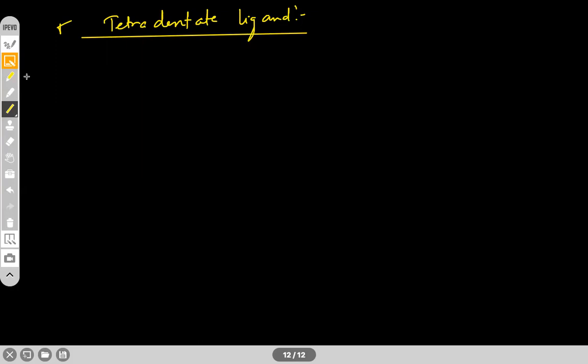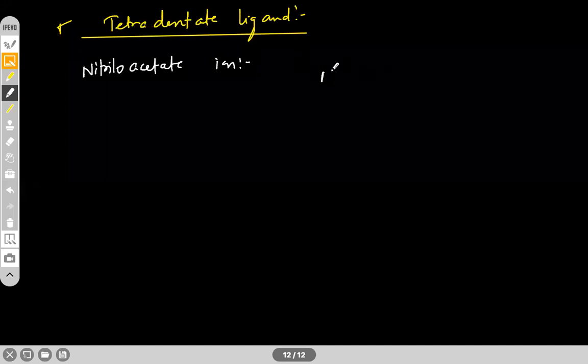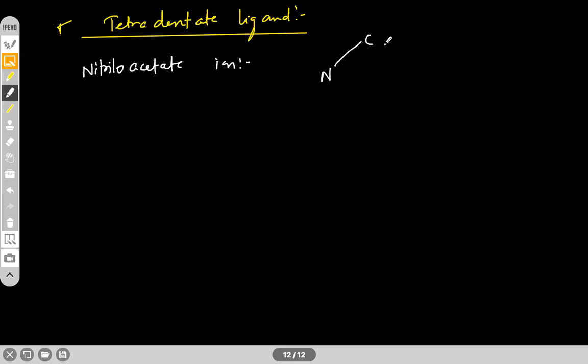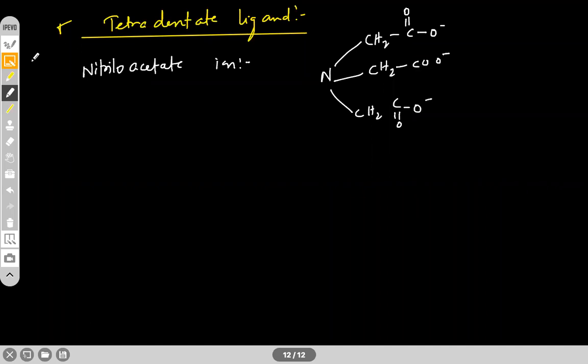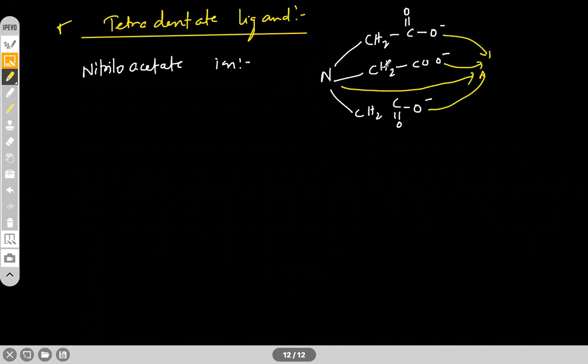Okay. And the first one is nitriloacetate ion. For example, the structure is N with CH2, C double bond O, O minus. Same thing, CH2, C, O, O minus. Next one, we have CH2, C double bond O, O minus. And all these oxygen atoms are donor atoms. Fourth atom is this nitrogen. Four donor atoms we have.